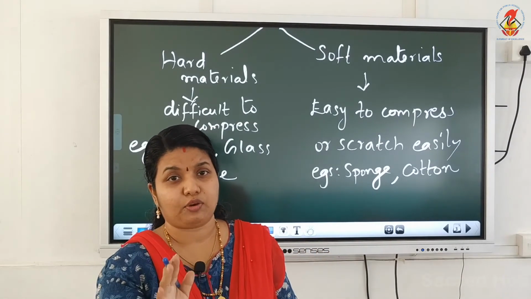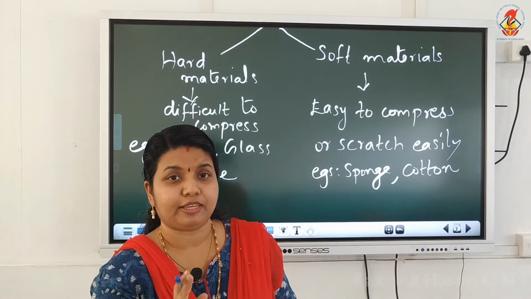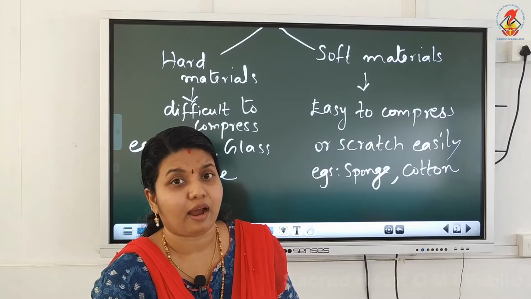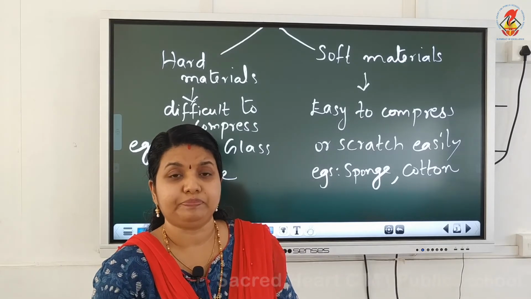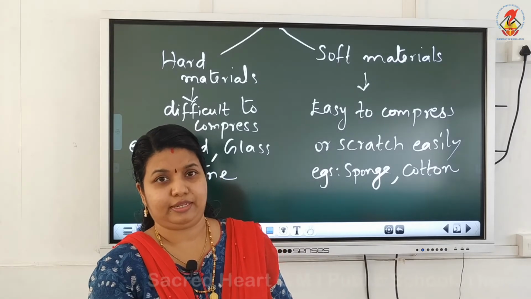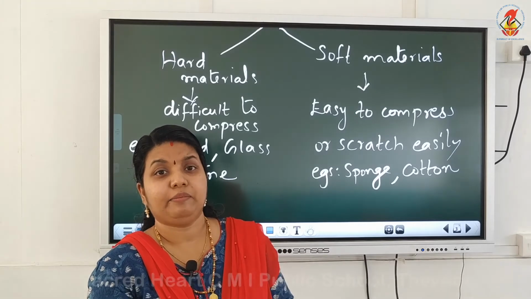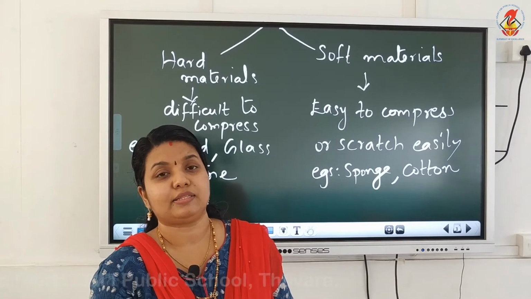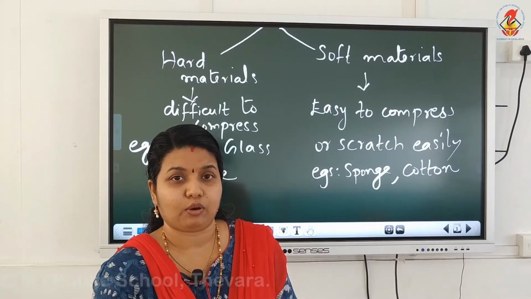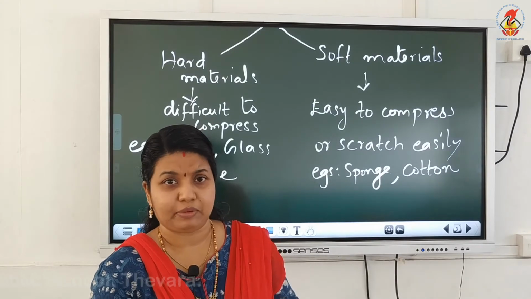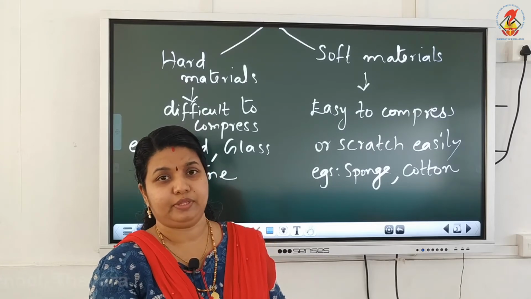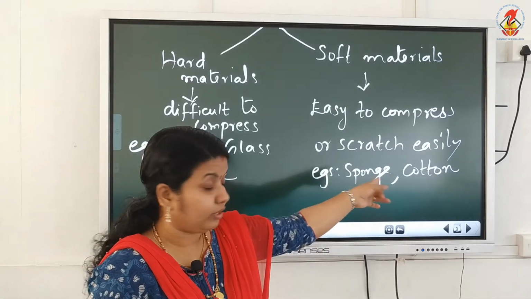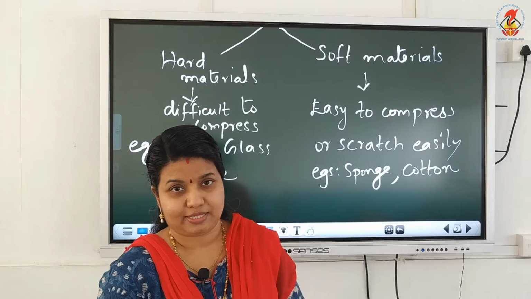Hard materials, soft materials. Materials which are difficult to compress are known as hard materials like wood, stone, glass, etc. Now, coming to soft materials, materials which can be compressed or scratched easily are known as soft materials. Examples are cotton, sponge. Other two examples are wax and chalk. They can be scratched easily. Cotton and sponge can be compressed easily.